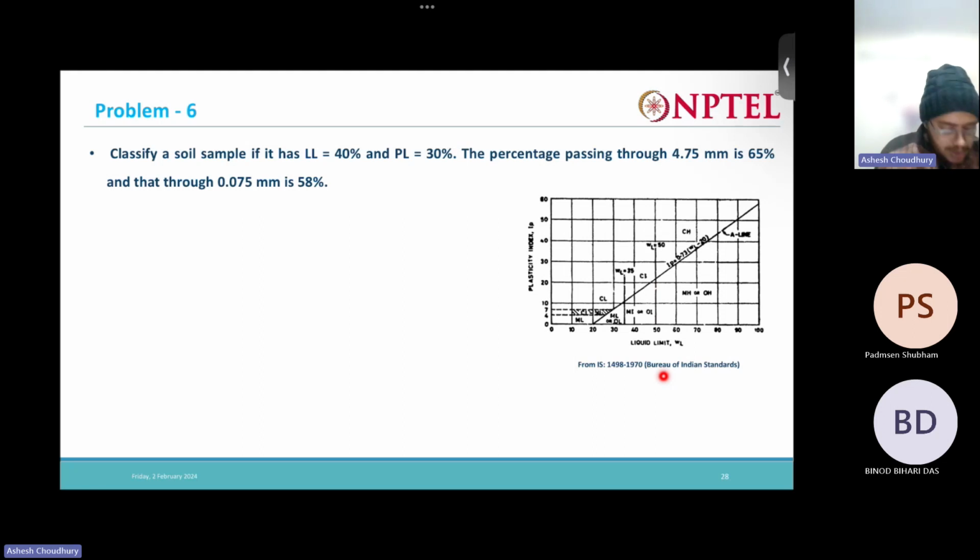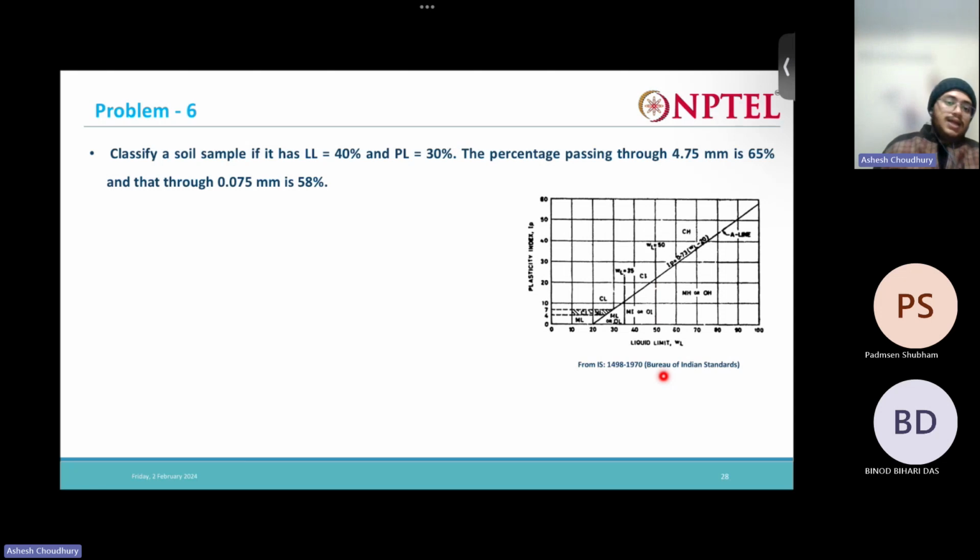Okay, this is the next question. Classify a soil sample if it has a liquid limit of 40% and a plastic limit of 30%. The percentage passing through 4.75 mm is 65%, and that through 0.075 mm is 58%.